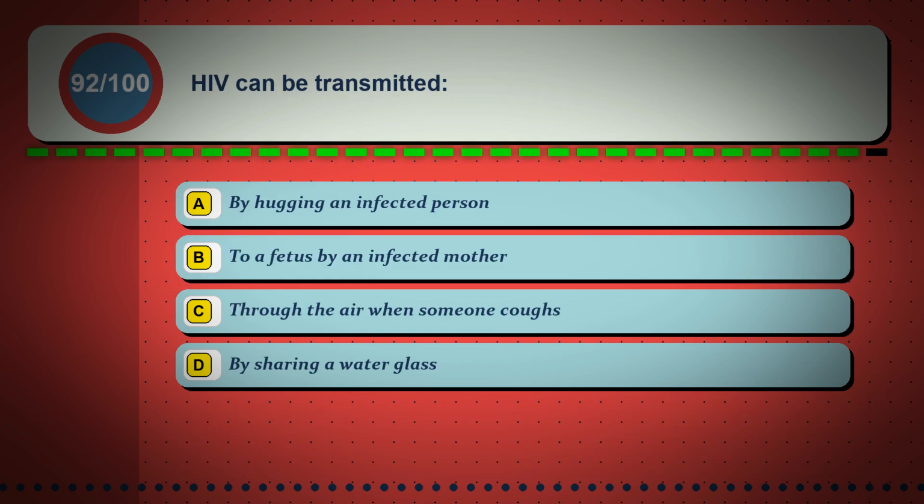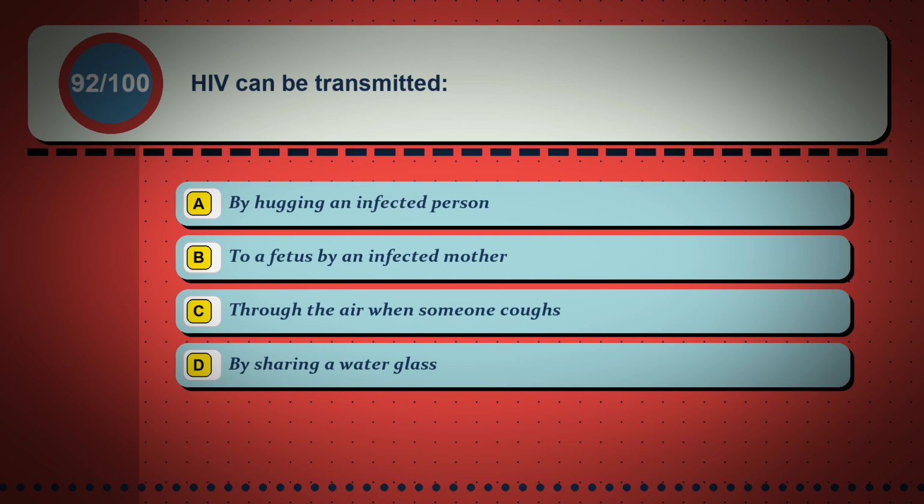Question 92. HIV can be transmitted. Option A. By hugging an infected person. Option B. To a fetus by an infected mother. Option C. Through the air when someone coughs. Option D. By sharing a water glass.